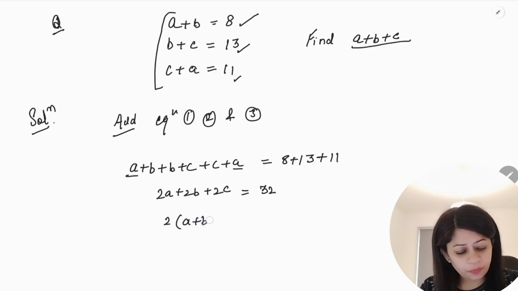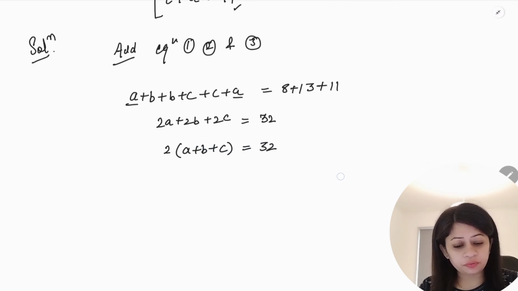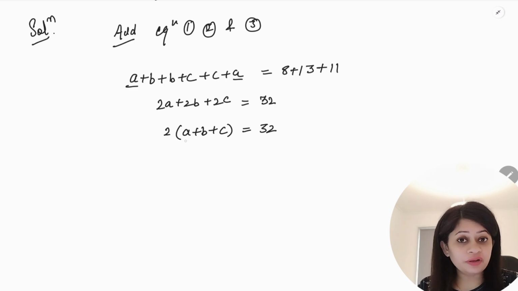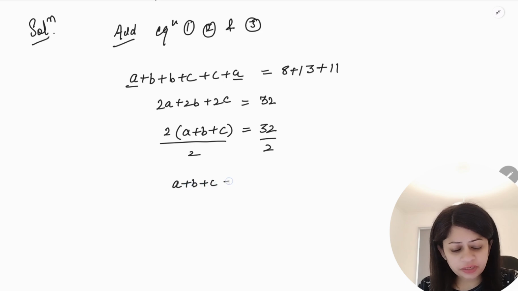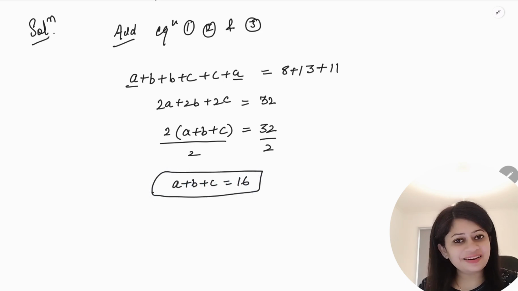And I can take 2 common from the left hand side. If I take 2 common, I have 2 times (a plus b plus c) is equal to 32. Since I want to find out the value of a plus b plus c, what will I do? I will divide by 2 on both sides. I will get a plus b plus c is equal to 16 and we are done, right?